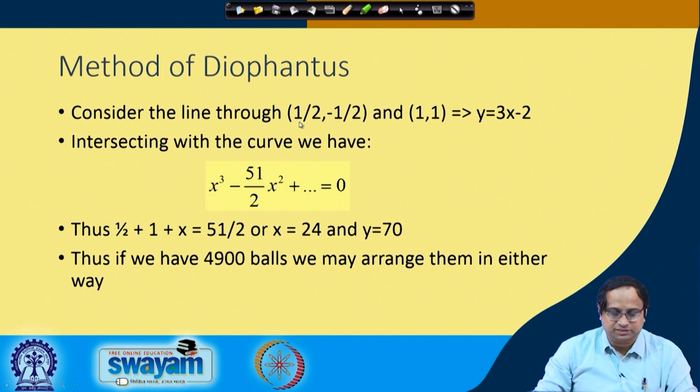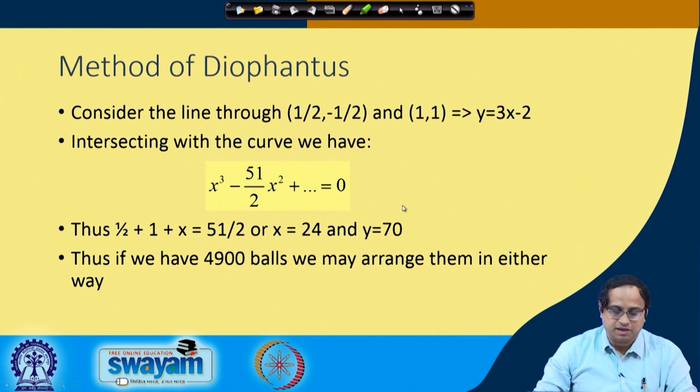So therefore, if I take now a straight line through (1/2, -1/2) and (1, 1), then my equation in this case is y equal to 3x minus 2. Okay. So now I take y equal to 3x minus 2 and again plug it into the curve. That means I intersect the straight line with the curve. Now I get an equation which is x cubed minus 51/2 x squared plus some terms.